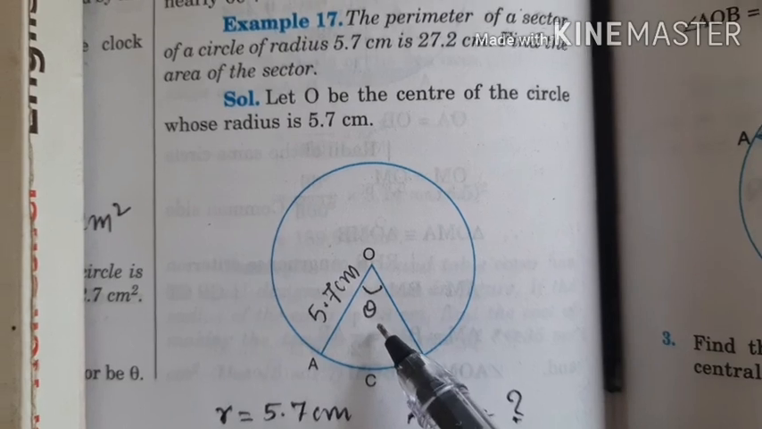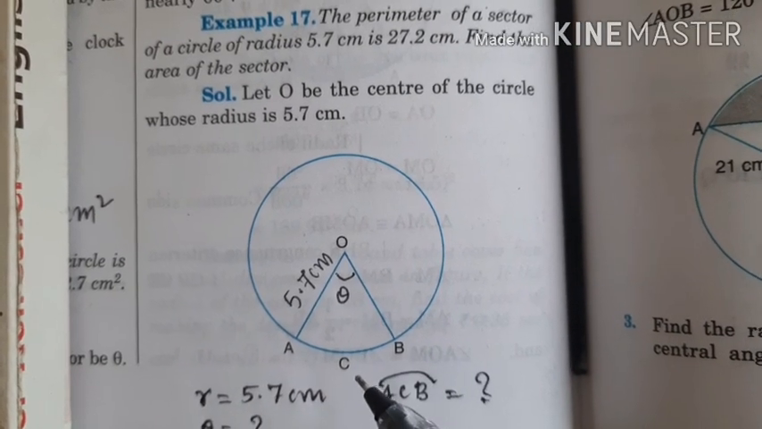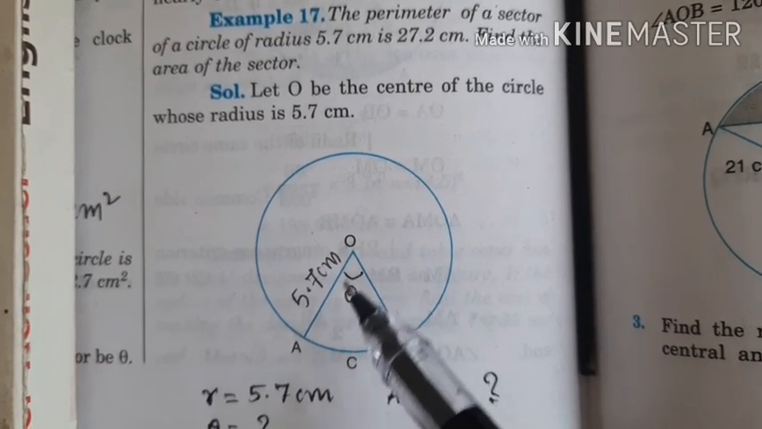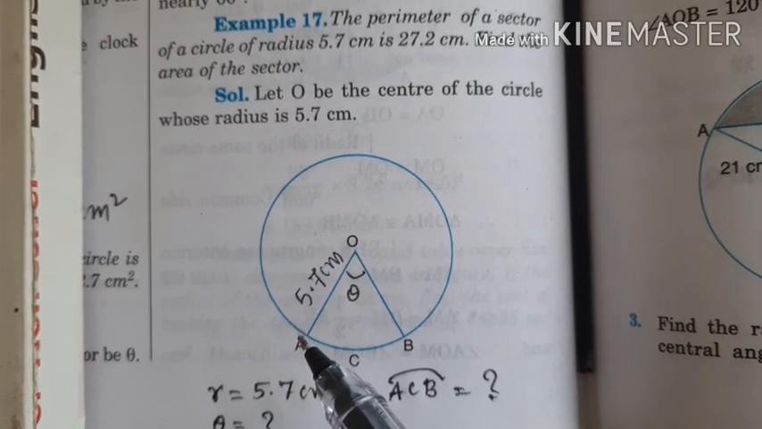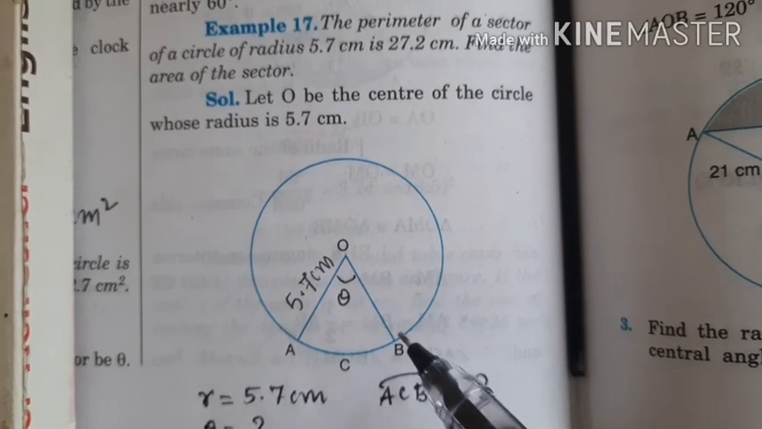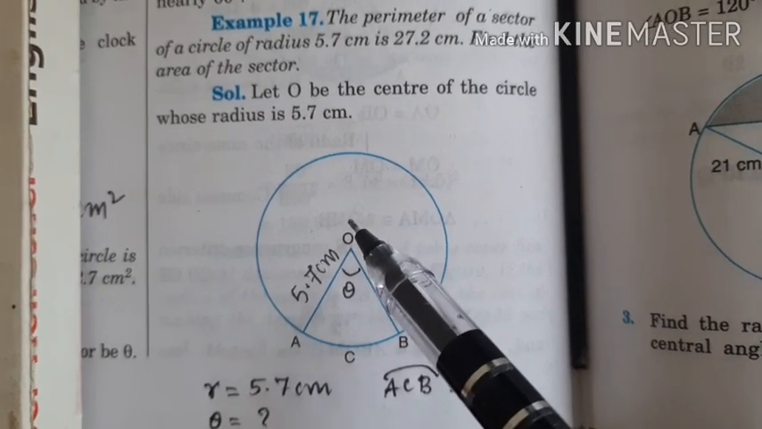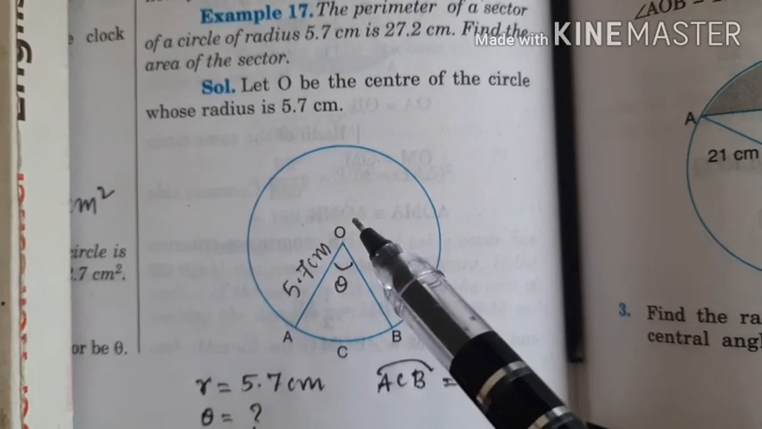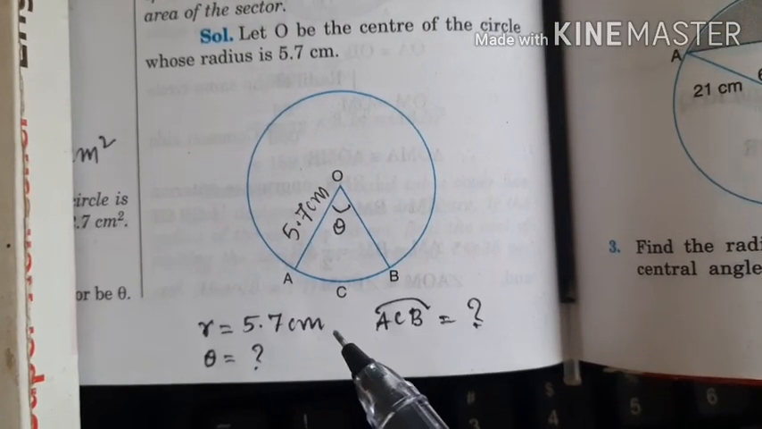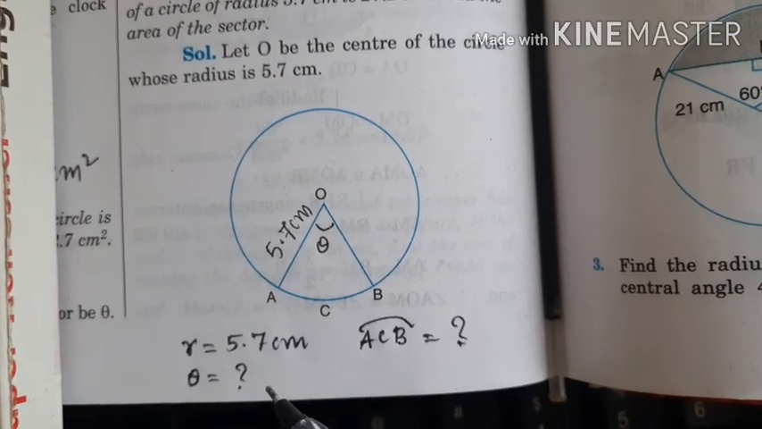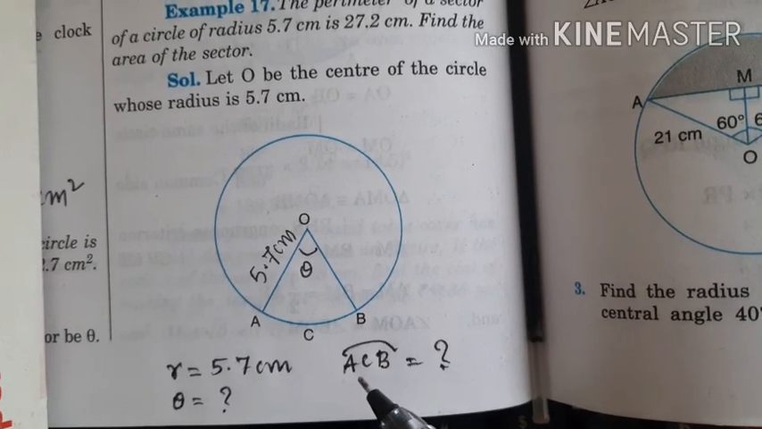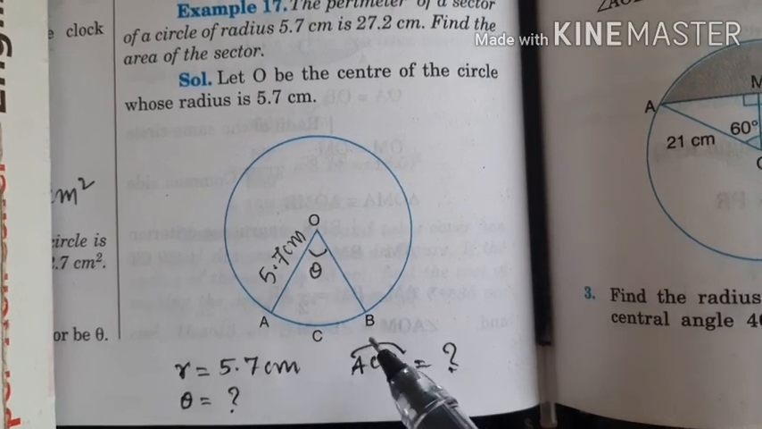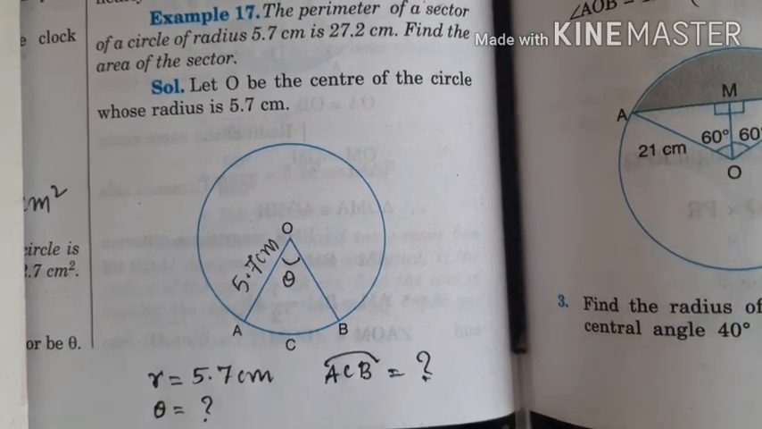Right? See here. What do you mean by perimeter of the sector? Perimeter of the sector means one full round length of the sector. That is OA radius plus AB arc plus BO radius. Right? Makes the sector. The perimeter of the sector. Here, radius is 5.7 centimeter and sector angle I have to find, and I have to also find the length of the arc ACB. Let me see how it can be done.